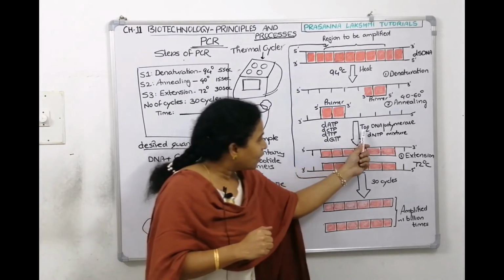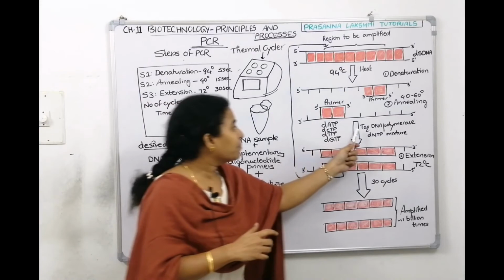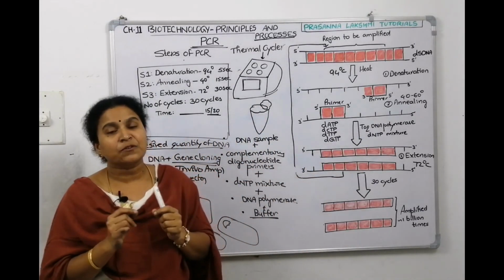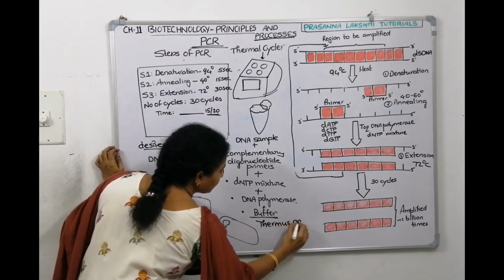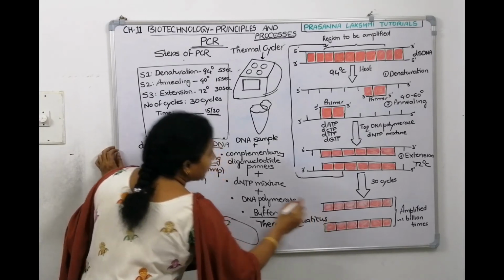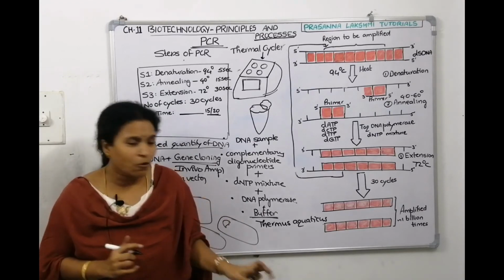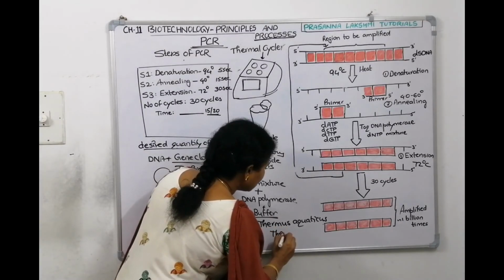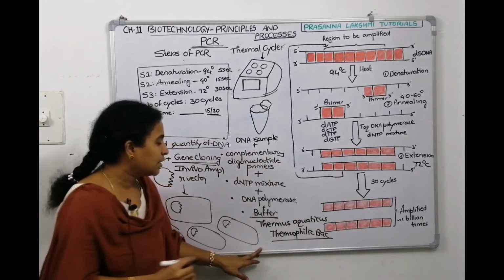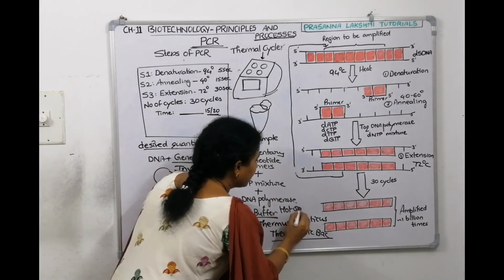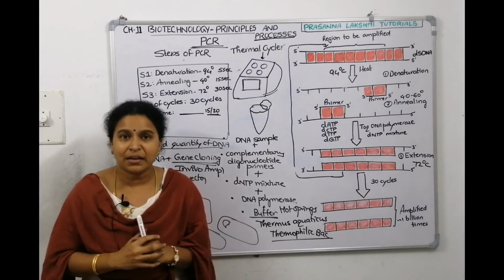That's why I wrote a word called Taq. So, what does Taq code for? Taq stands for Thermus aquaticus. T stands for Thermus, AQ stands for aquaticus, which is a thermophilic bacteria. Thermus aquaticus is a thermophilic bacteria which grows in hot springs. The bacteria is growing in hot springs where the temperature is very high, up to 95, 97, 99 degrees.